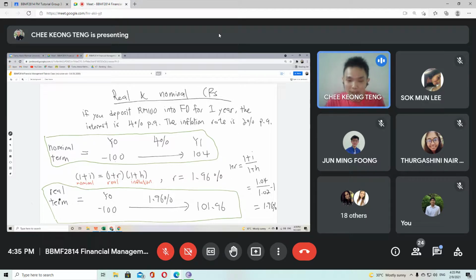Or if you illustrate that by using the timeline, it will be like that. Year 0 minus 100, year 1 you get 101.96, and your return is 1.96. So everything here is in real terms. Real rate, real cash flow.